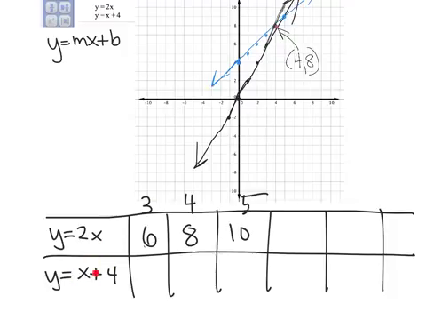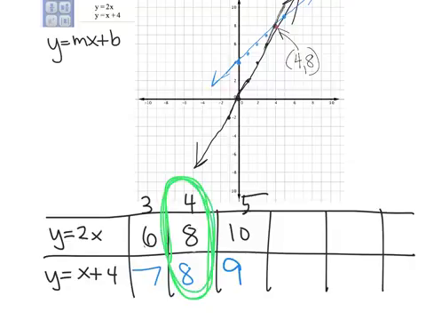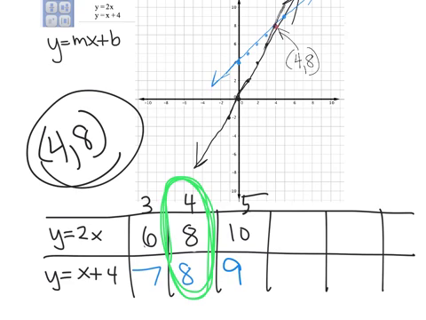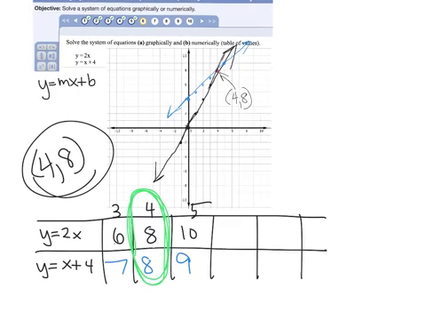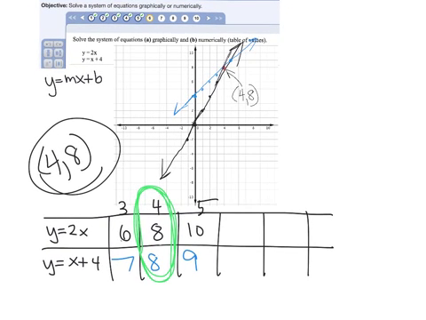Now we're going to do it in blue, and we're going to use this equation down here. So that's going to be 3 plus 4 is 7, and then it's going to be 4 plus 4, which is 8, and then it's going to be 5 plus 4, which is 9, and there we go. We can now see that right here our y's match, so that's proof that 4, 8 is indeed the solution to that system of equations.